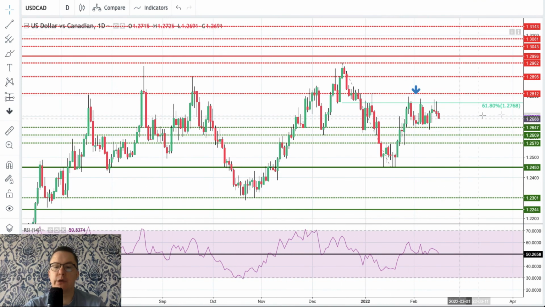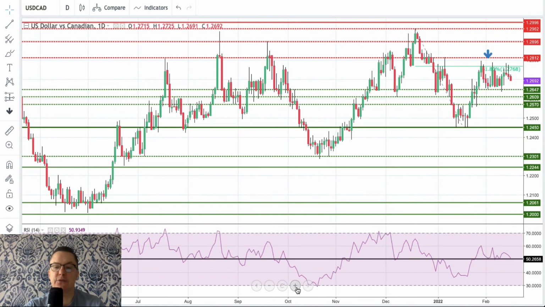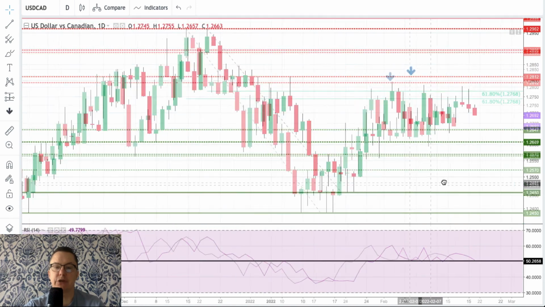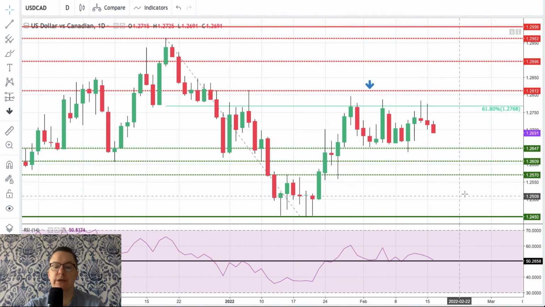So we are now testing and getting rejected from the 61% of the Fibonacci retracement. This is a very hard level to break for the bulls. First attempt, second attempt, third attempt, fourth attempt to break above 1.2768.